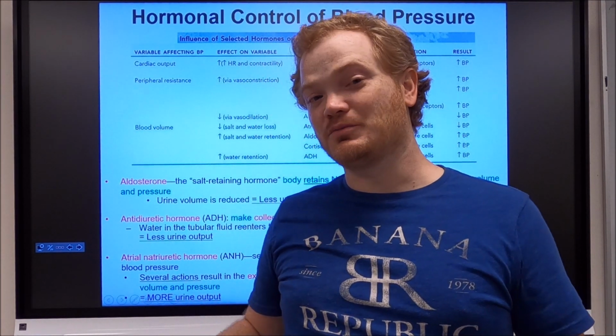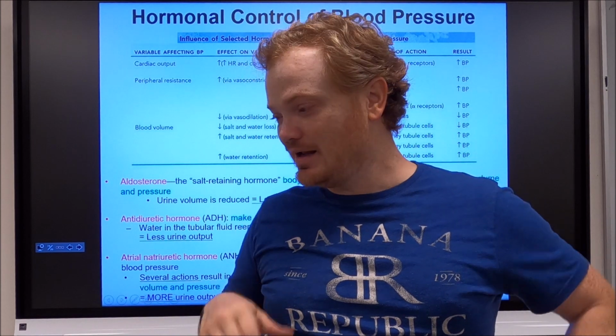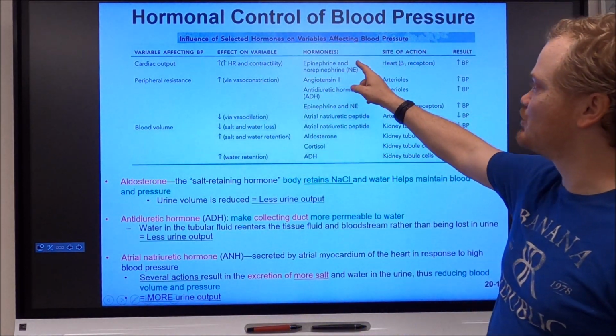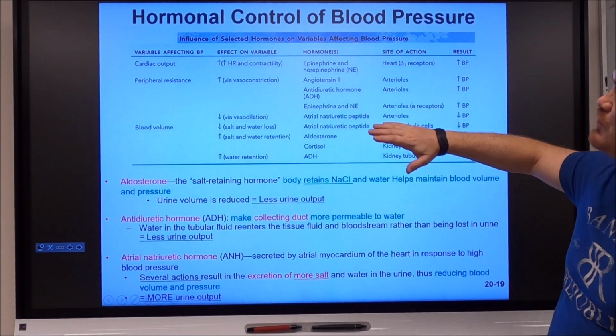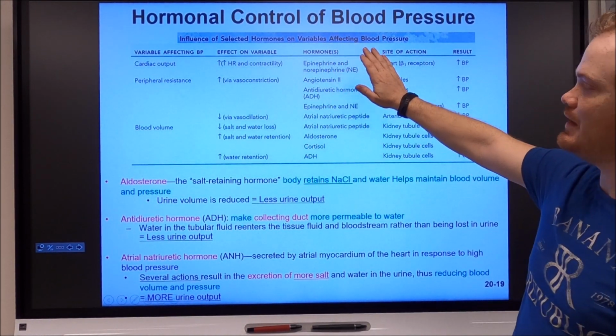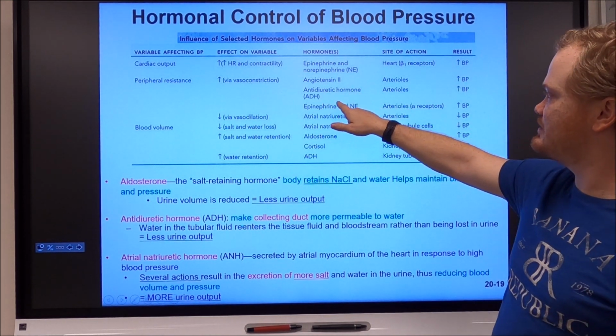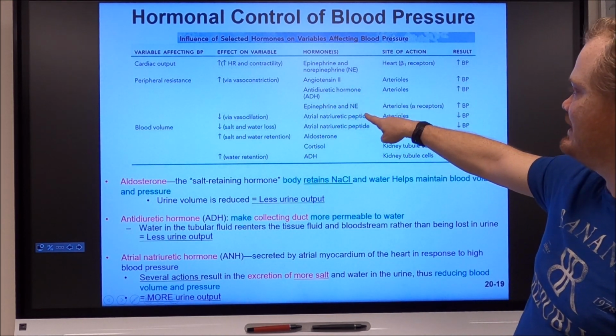That's adrenaline released from your adrenal glands above your kidneys, and it's playing all kinds of hell with your system, okay? Very important. Adrenaline, norepinephrine, epinephrine, these are going to play a role in increasing your heart rate, most certainly, and increasing blood pressure. Let's see, angiotensin, antidiuretic hormone.